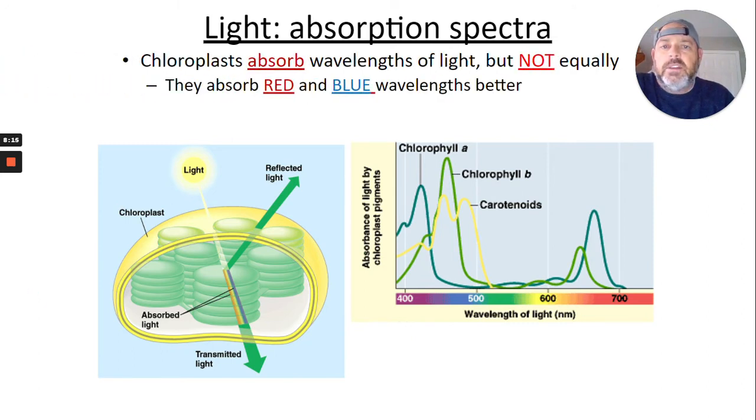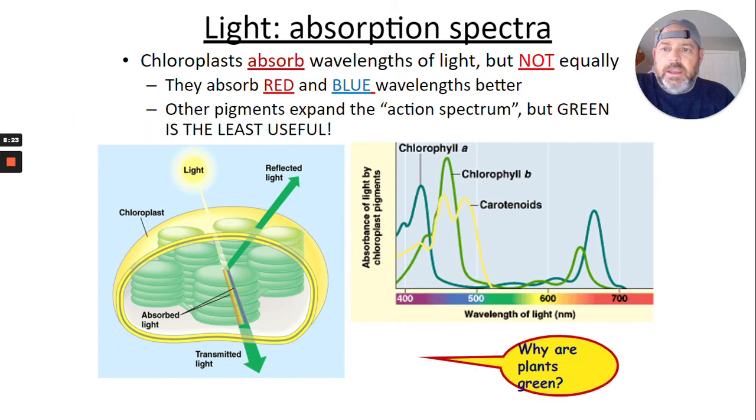So you get chloroplasts absorbing wavelengths of light, but not equally. They absorb red and blue wavelengths better. And so the other pigments there, though, expand the spectrum. So green is the least useful, but it still tries to use a little bit of it to help out.